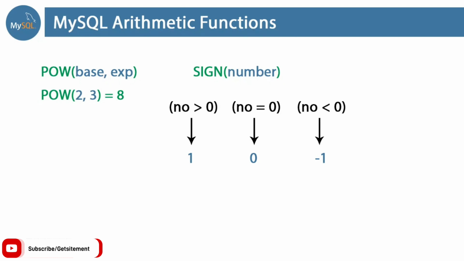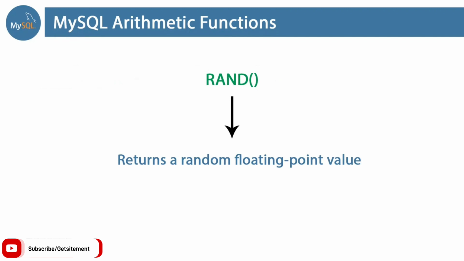And our last function is rand. Rand means random value. It always returns a random floating point value. Suppose I want a number between 1 and 10, and if I use this function, it can return any number between 1 and 10. It may be 7, maybe 8, anything. So let's start the practical and try to understand how all the arithmetic functions work.